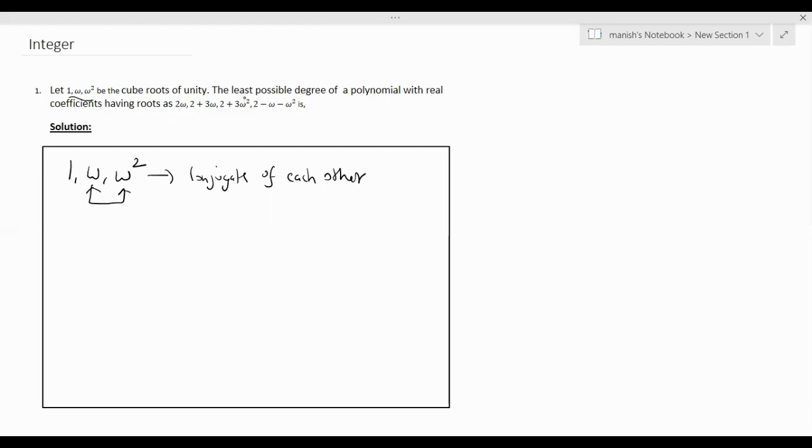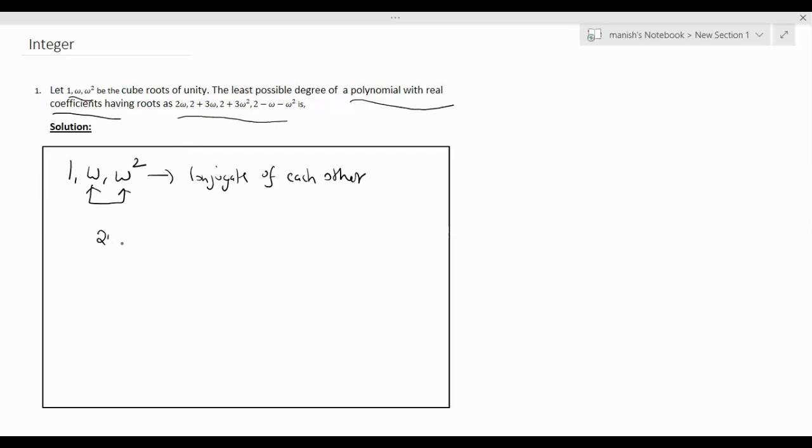What is the next line given to you there? He's asking the least possible degree of a polynomial with real coefficients. This is a very important line to note in this problem. There is a polynomial he's going to talk about, and it will have real coefficients. Now what are the roots given to us? I'm writing down all the roots.